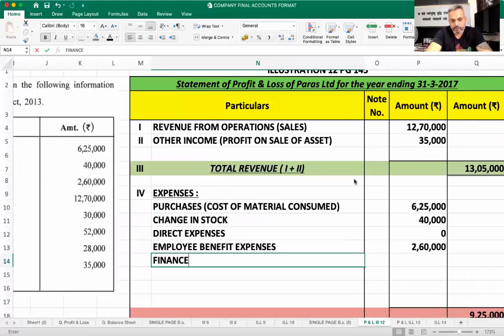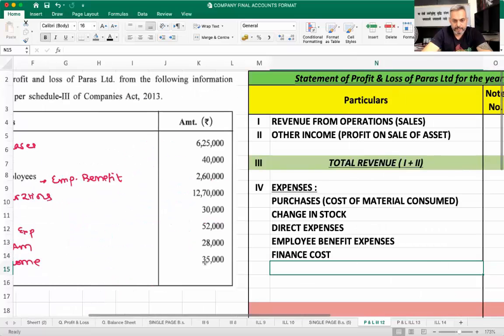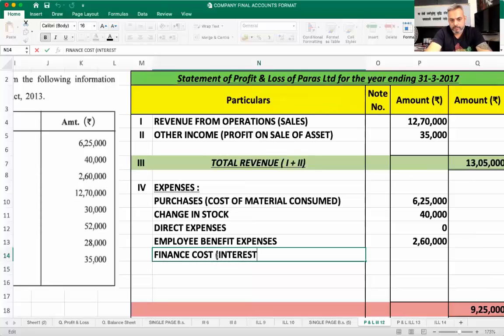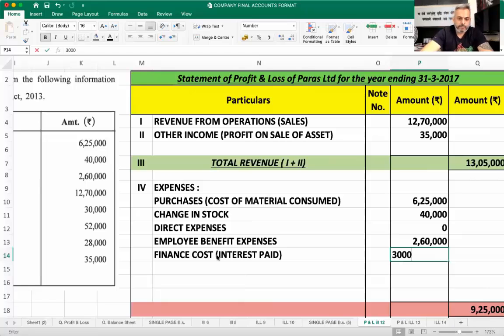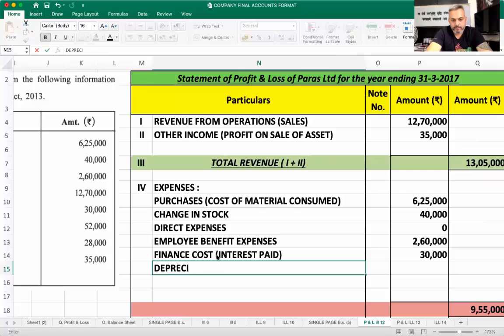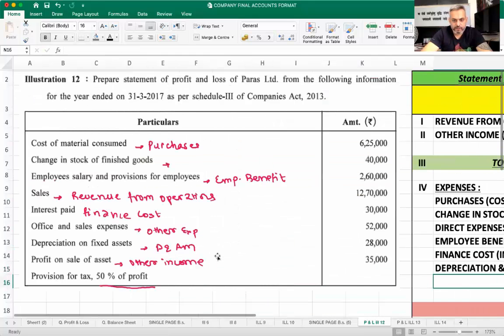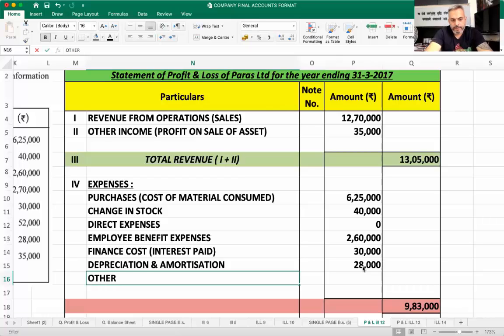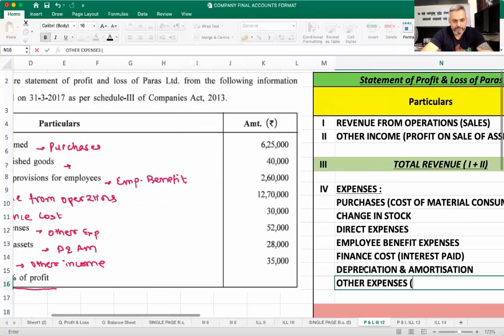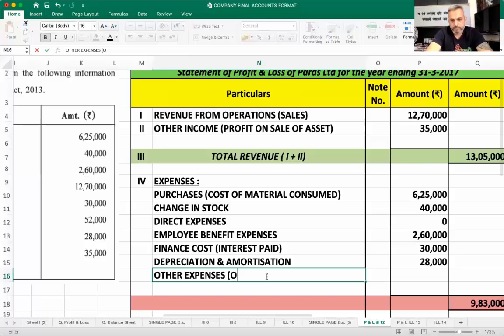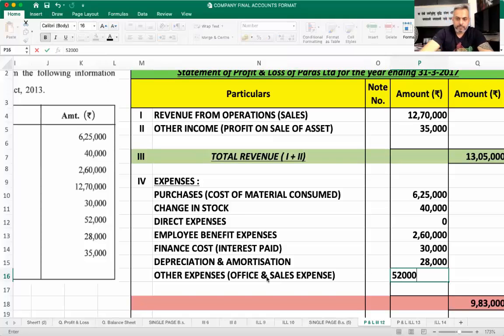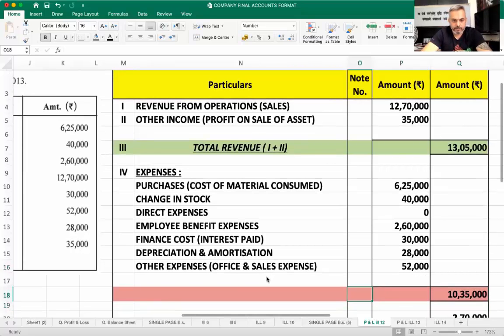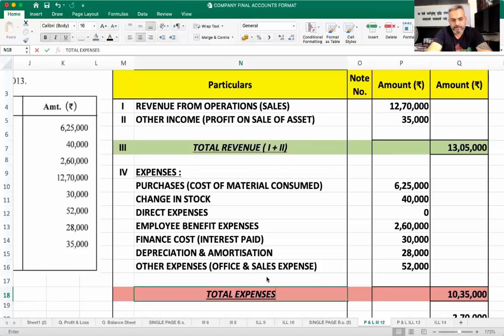Then finance cost. We have in finance cost interest paid 30,000. Depreciation and amortization is 28,000. Other expenses. Now what do we have in other expenses? We have office and sales expense 52,000. So total comes to 10 lakh 35,000. So this is total expenses.